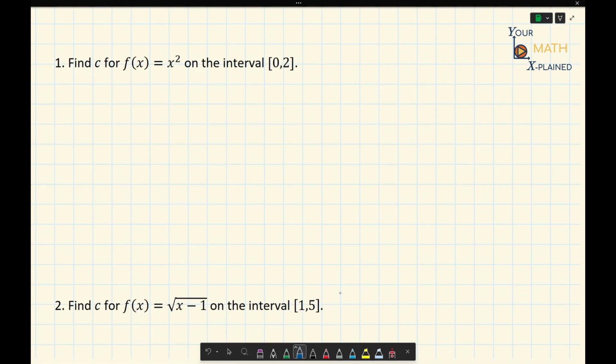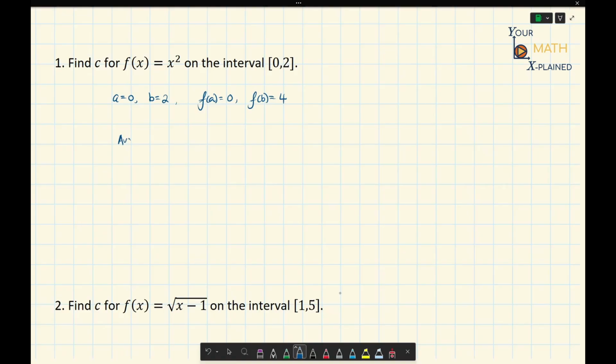And now let's take a look at a couple of examples. For our first example, we want to find c for the function f of x equals x squared on the interval 0 to 2. Since this is our first example, let's go ahead and write everything out. Here we have our a is 0 and our b is 2. Then our f of a is going to be 0 squared, which is 0. And then our f of b is going to be 2 squared, which is equal to 4. Now notice that f of x is x squared, which is a polynomial. So therefore it is continuous and differentiable, which means we can apply the mean value theorem here.